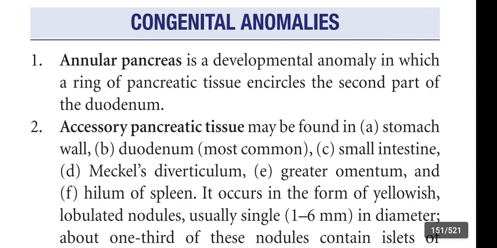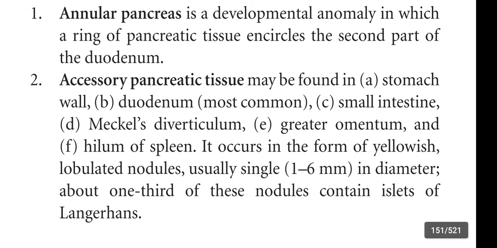Okay, once again, congenital anomalies of the pancreas. Annular pancreas is a developmental anomaly in which a ring of pancreatic tissue encircles the second part of the duodenum. Accessory pancreatic tissue may be found in the stomach wall, duodenum most commonly, small intestine, Meckel's diverticulum, greater omentum, and hilum of the spleen. It occurs in the form of yellowish lobulated nodules. About one-third of these nodules contain islets of Langerhans. Okay, I think it is clear.